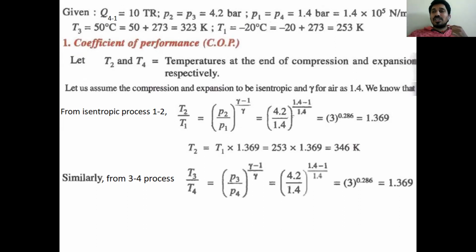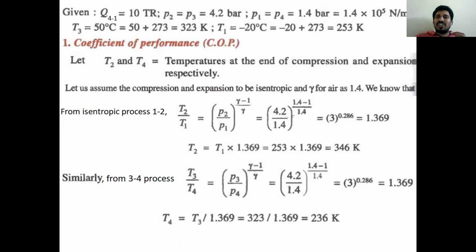T3 by T4 is equal to P3 by P4 power gamma minus 1 by gamma, where gamma is equal to 1.4, P3 means maximum pressure, P4 minimum pressure. T3 value was given in the problem. Again, we substituted all values. Finally, T4 value was obtained as 236 Kelvin.